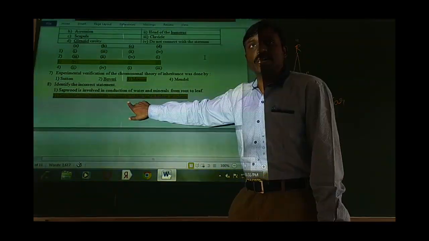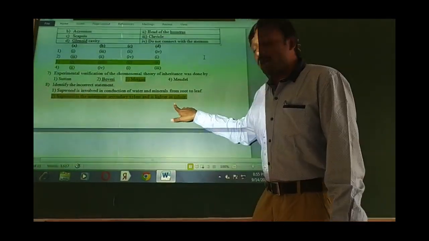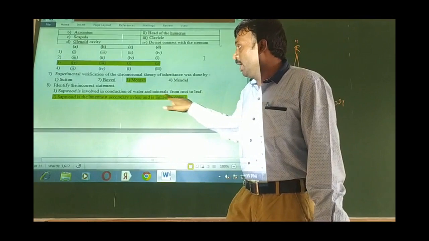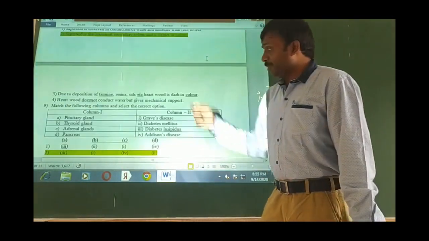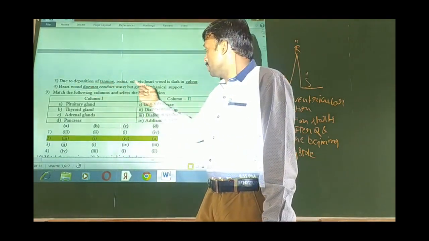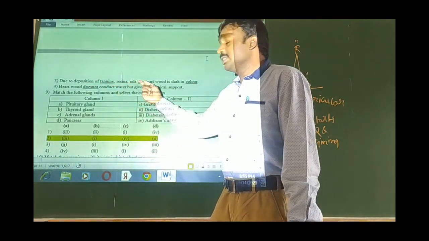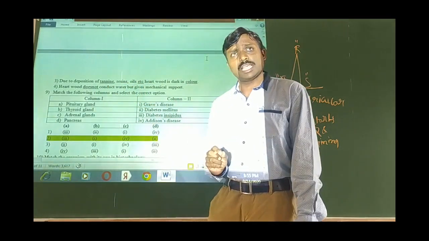So this word is the key word to identify this statement as a wrong statement. Of course, it is lighter in color, but it's not a secondary xylem. Okay, so if we go through the other 2 statements also, deposition of secondary metabolites like tannins, resins, oils, all these things can be observed in our sapwood.